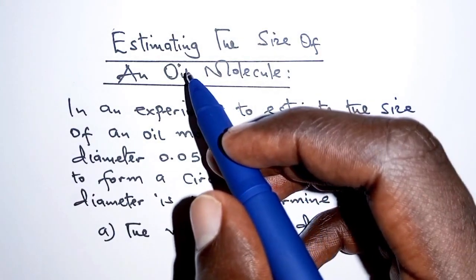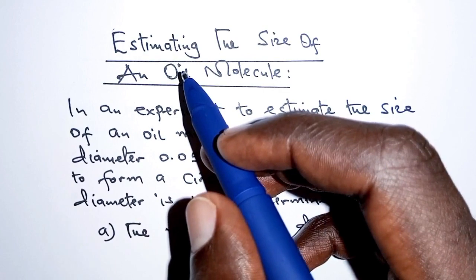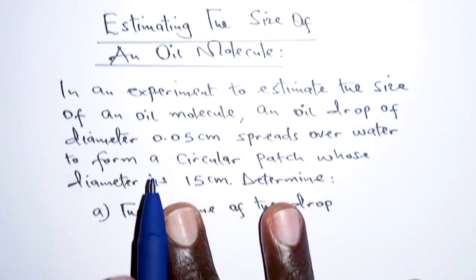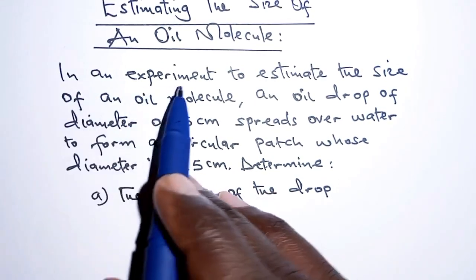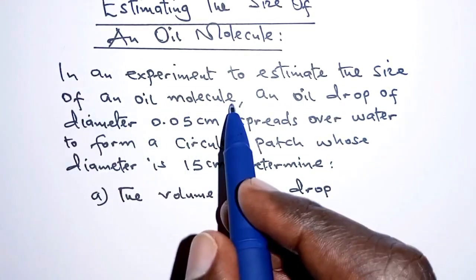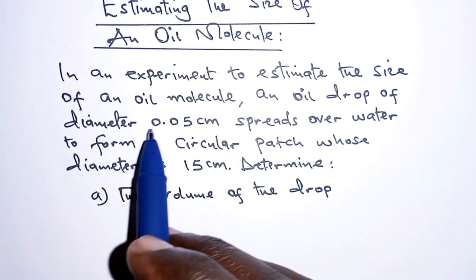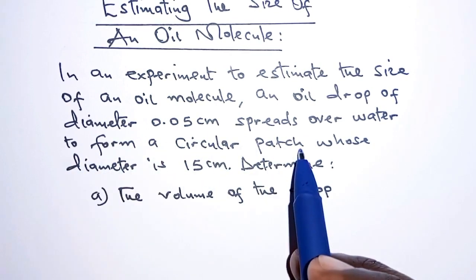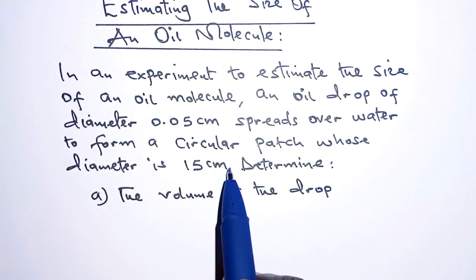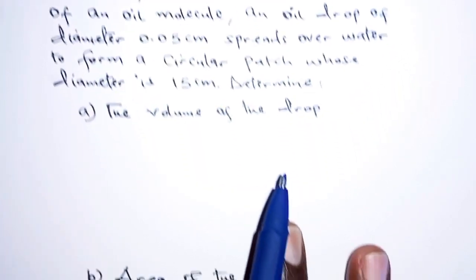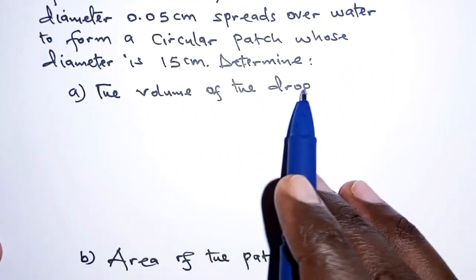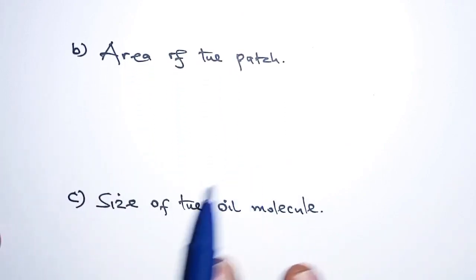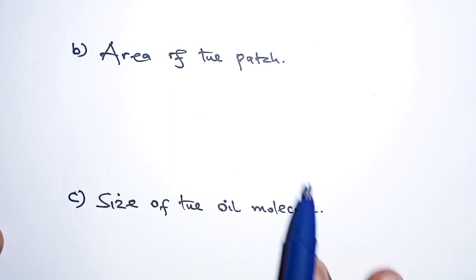Hello everyone, this question is about the oil drop experiment, estimation of the size of an oil molecule. So the question reads, in an experiment to estimate the size of an oil molecule, an oil drop of diameter 0.05 centimeters spreads over water to form a circular patch whose diameter is 15 centimeters. Determine, then part A, the volume of the drop, B, the area of the patch, and C, the size of the oil molecule.